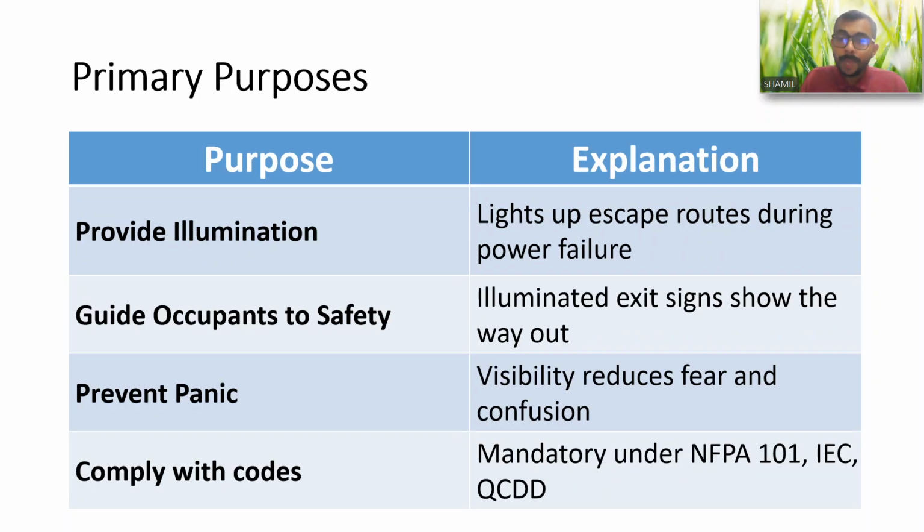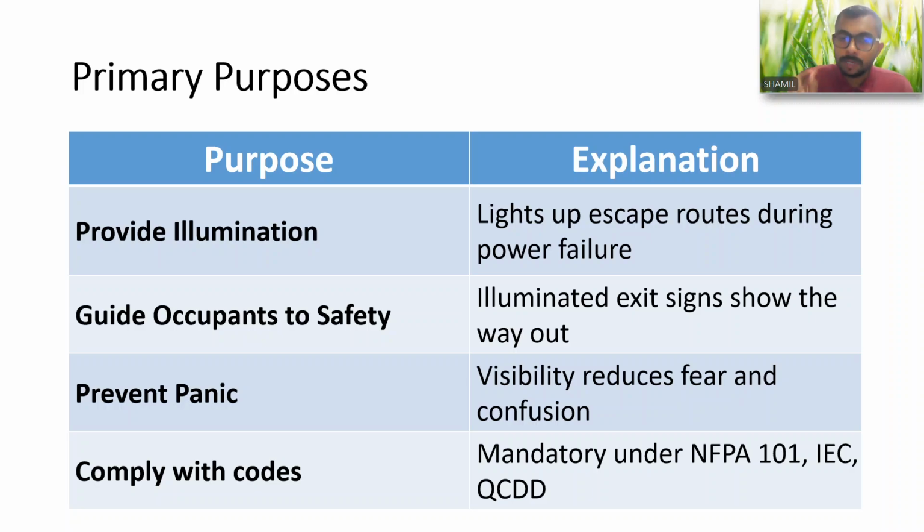Now, what is the main purpose of having an emergency exit lighting system? There are four reasons. The first one is providing illumination. The main idea is that during an emergency, there is a chance for the building power to cut off. If the building power is cut off, then we need to provide illumination for the occupants to safely evacuate from the building. We need to light up the escape routes, and we need to indicate which exit doors we need to use in order to escape from the building. So we need to provide illumination. That is the first reason.